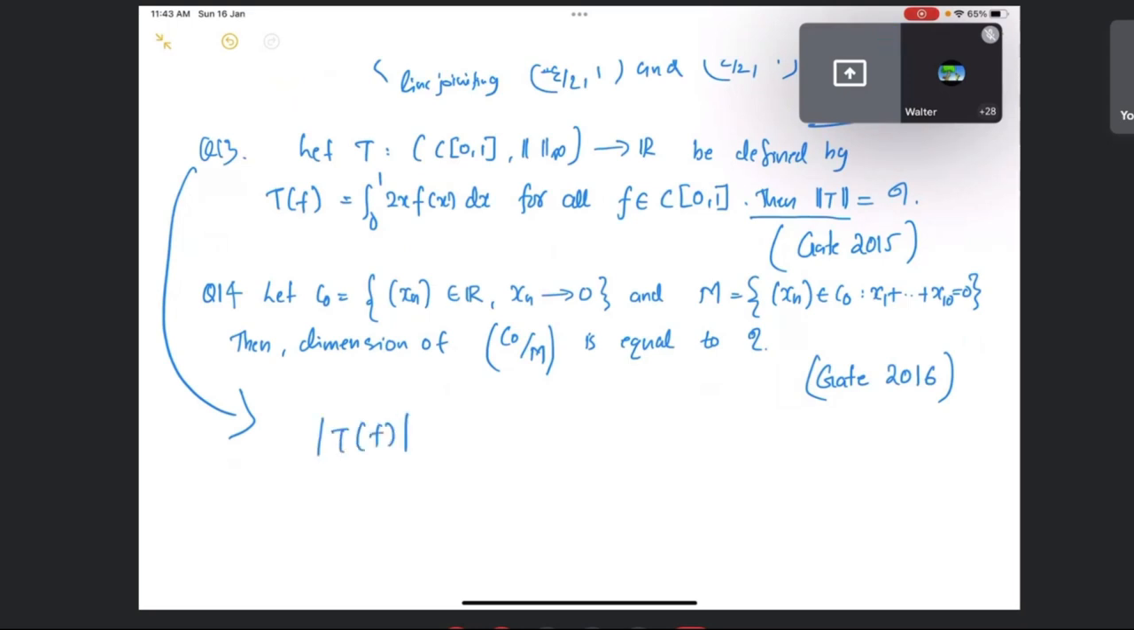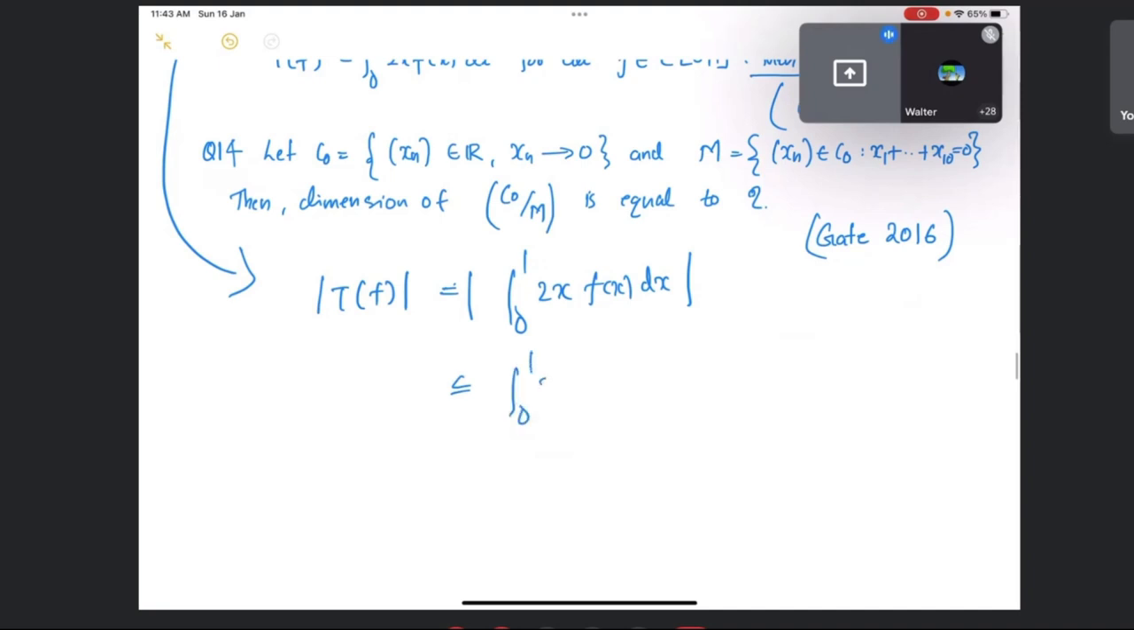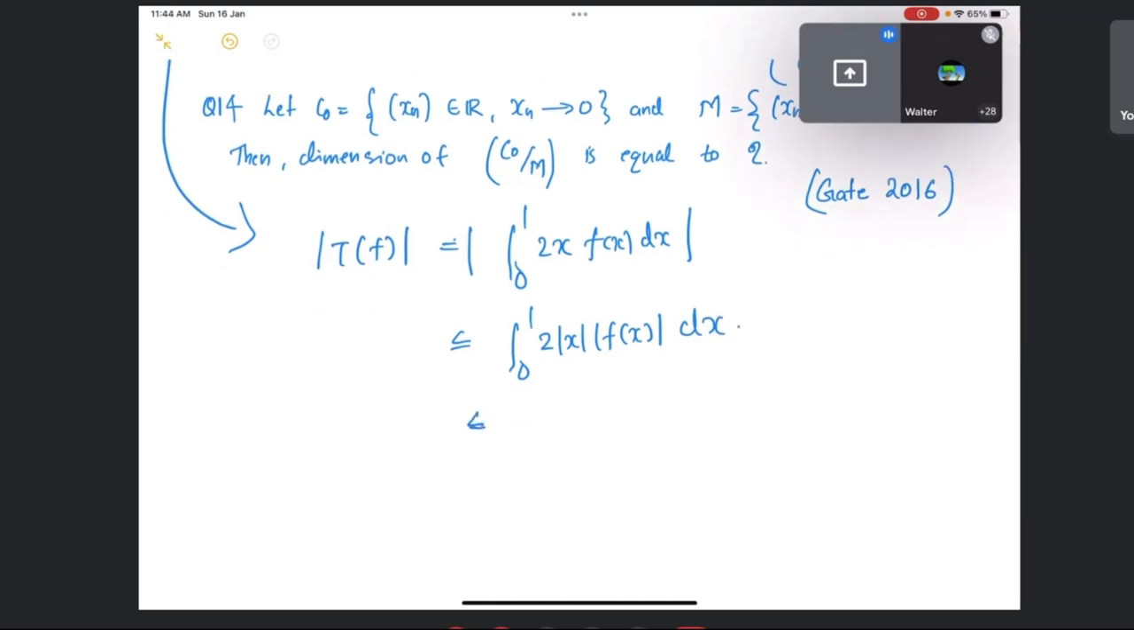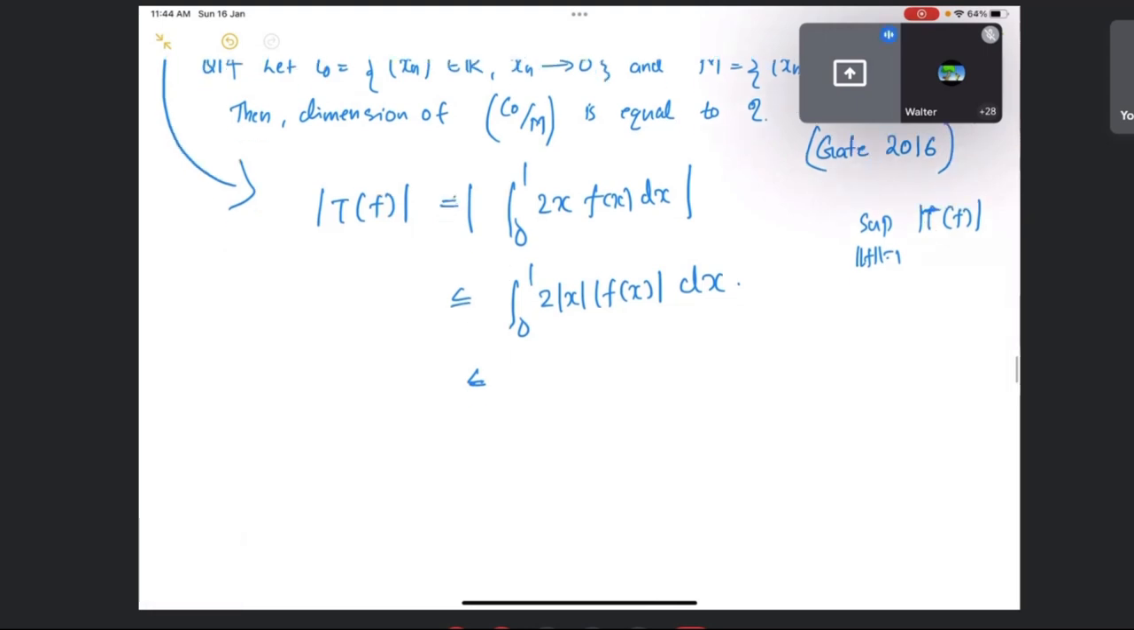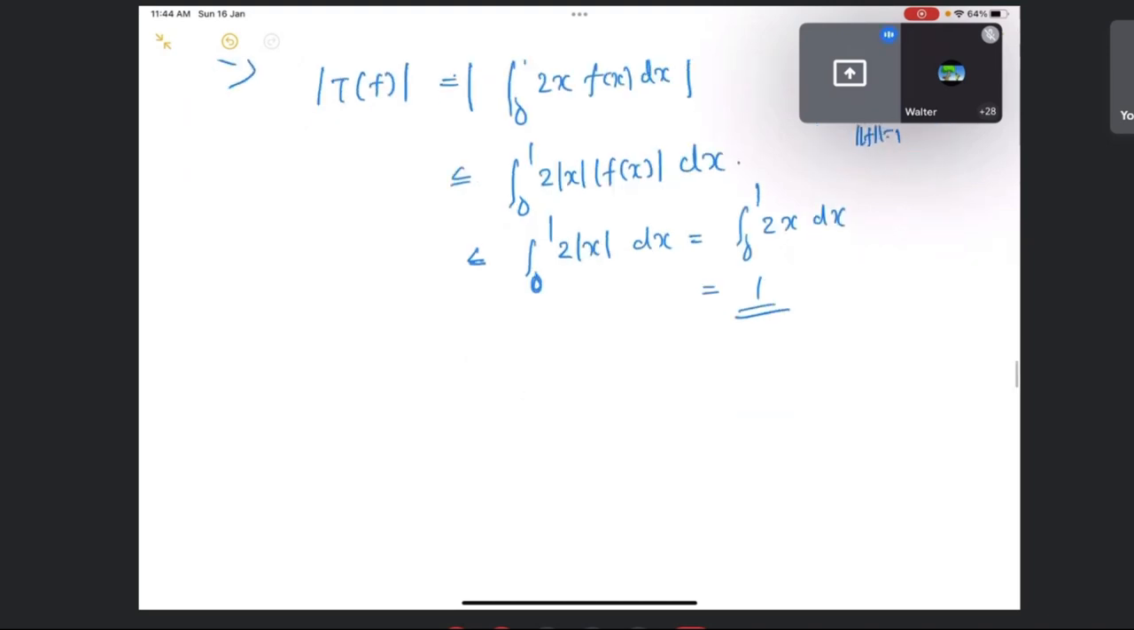Norm of T of f. Modulus of T of f is equal to modulus of integral 0 to 1 of 2x f of x dx, and this is less than or equal to integral 0 to 1 of 2 times mod x mod f of x dx. We want to know this quantity, that is, the supremum over norm f equal to 1 of mod T of f. So we are always taking the norm of f to be 1. So here modulus of f of x is less than or equal to 1. This is 2 times mod x times 1. I'm omitting that one. Since the interval is 0 to 1, I can write 2x dx. So this will be 1. So 1 is an upper bound.